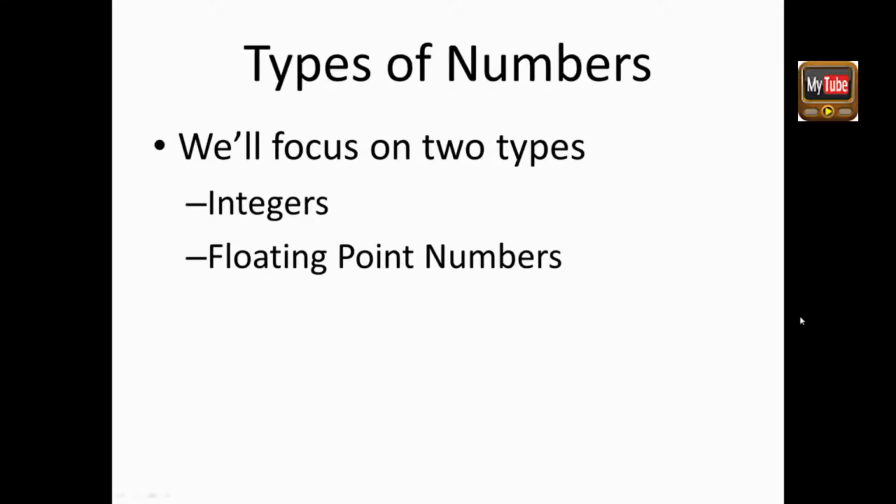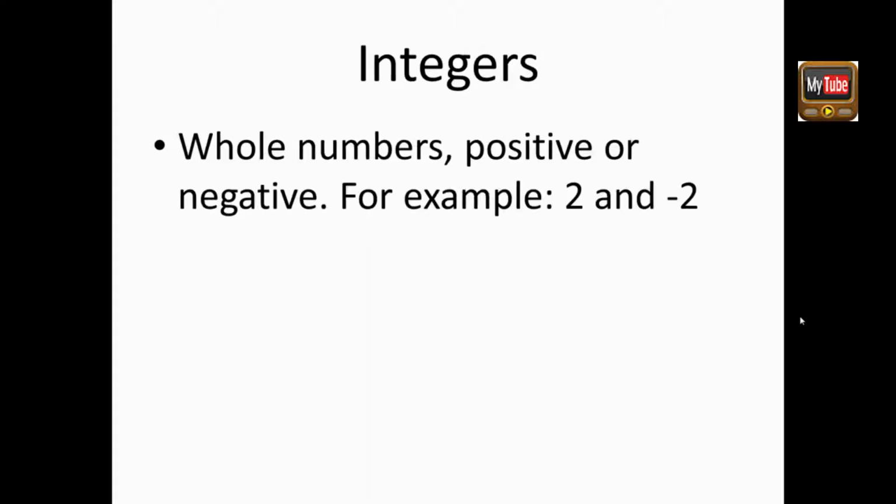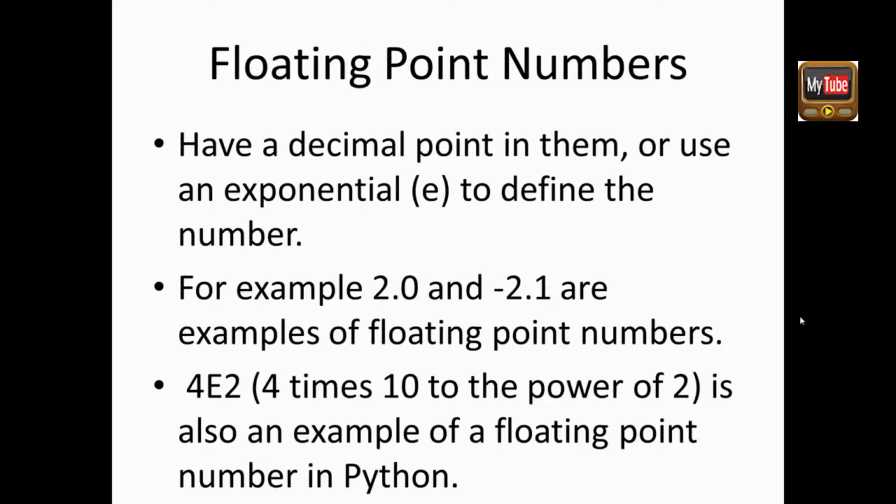Okay, here we are at the presentation now. And there's a lot of different types of numbers in Python, and we're going to focus on two types right now, integers and floating point numbers. So integers are just whole numbers, positive or negative. So for example, 2 and -2 are just examples of integers.